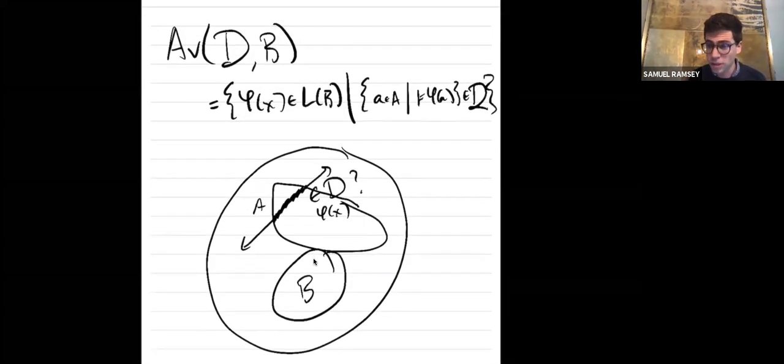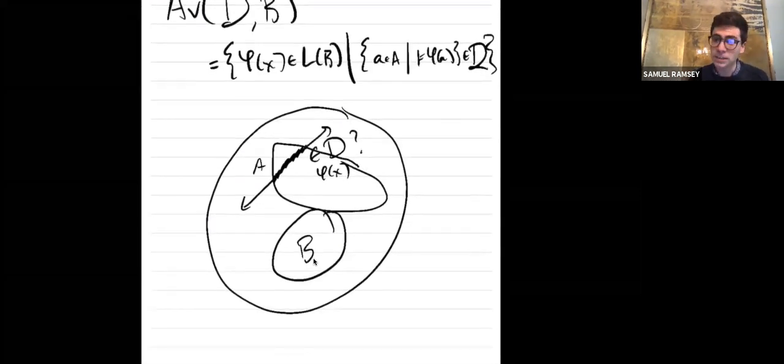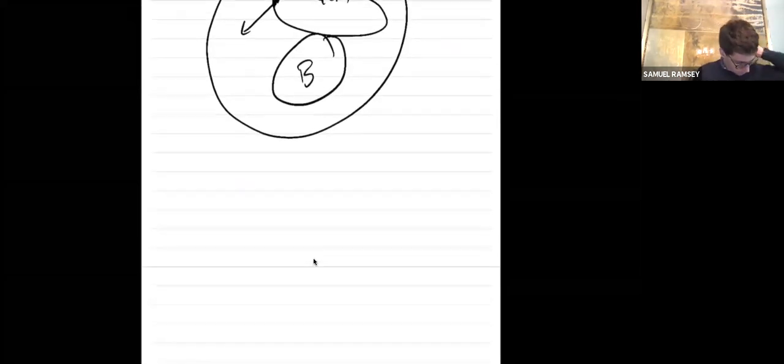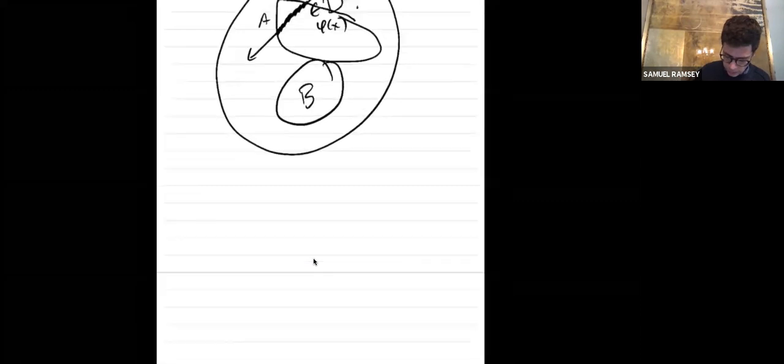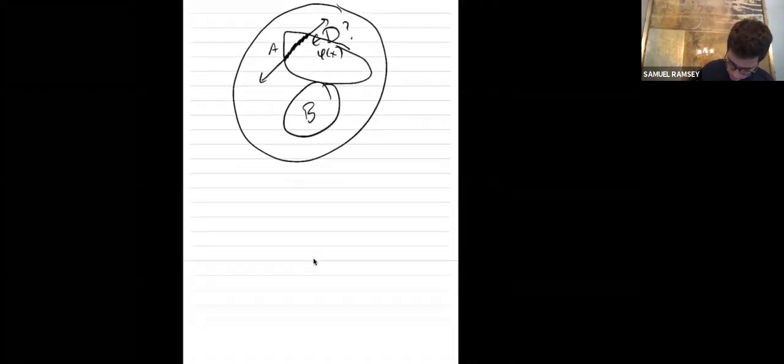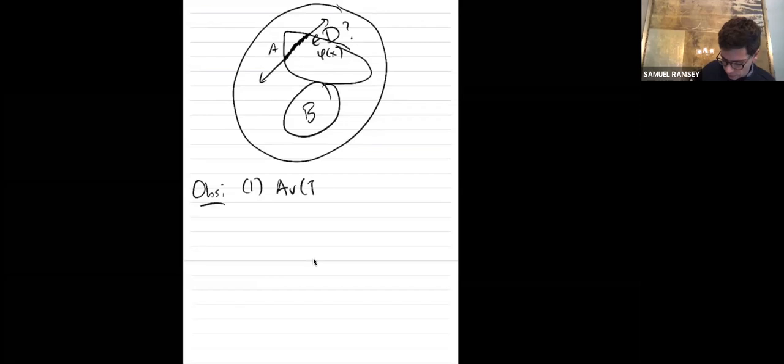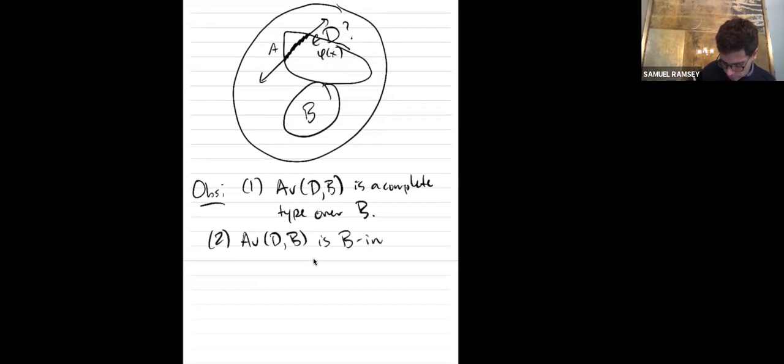Okay, so this is just some construction. It's a set of formulas. There's no reason to believe that it should have any particular properties, but it turns out to be a complete type. So let's prove that. So let's make our observations. So I'll leave the picture up. So observation 1 is that the average type of D with respect to B is a complete type over B. And 2, that av D over B is B invariant.